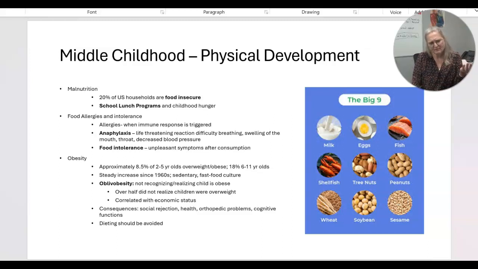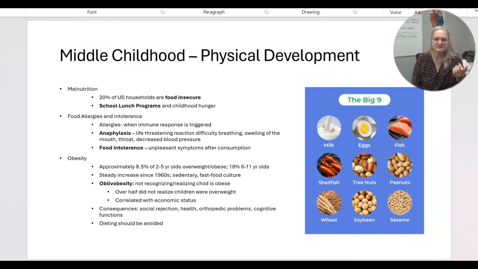Because the phenomena of actual hunger is less common in our culture because we have so much low nutrient food, sometimes we'll hear phrases like food insecure. And so your textbook has a brief little section in there about food insecure without hunger, food insecure with hunger.